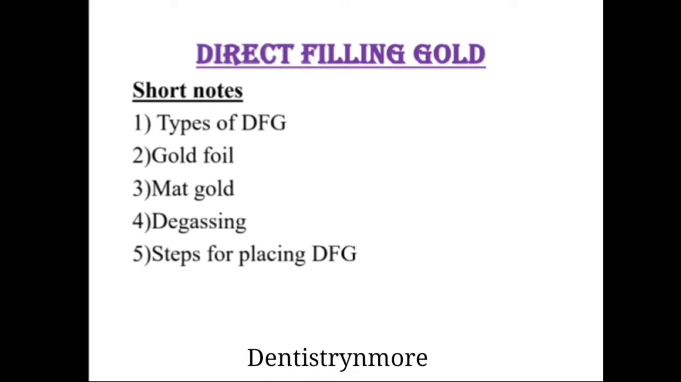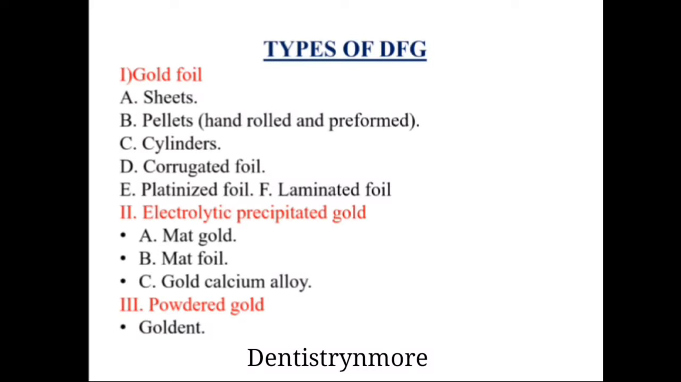Now we are moving to the next section, that is direct filling gold. From direct filling gold, only short notes can be asked. That includes types of direct filling gold, gold foil, matte gold, degassing, and steps for placing direct filling gold. First one is the direct filling gold types. This includes gold foil that contains sheet, pellets, cylinders, corrugated foils, platinized foils, and also laminated foil. Next one is electrolytic precipitated gold that includes matte gold, matte foil, gold calcium alloy. And last one is powdered gold that includes goldent.